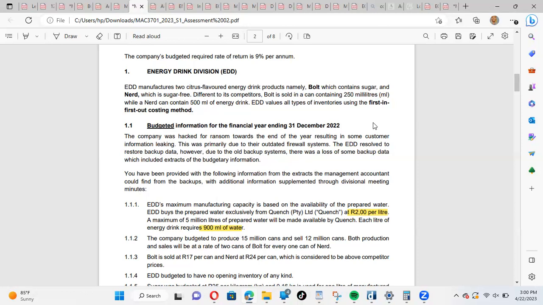So basically, I'm saying, shouldn't we consider, because here I see a bolt is 250 and the other is 500 mils, and here it says a liter of energy drink requires 900 mils, which means 4 cans of bolt require 900 mils of water. Not sure, I might be lost, but I think 4 times 250 mils is equal to 1 liter, and here it says 1 liter of energy drink.